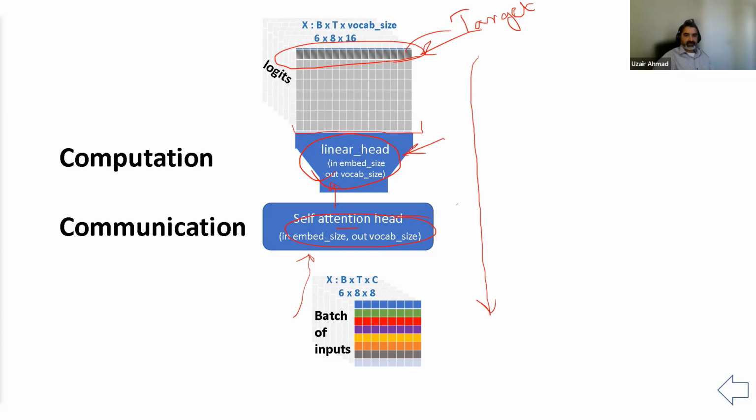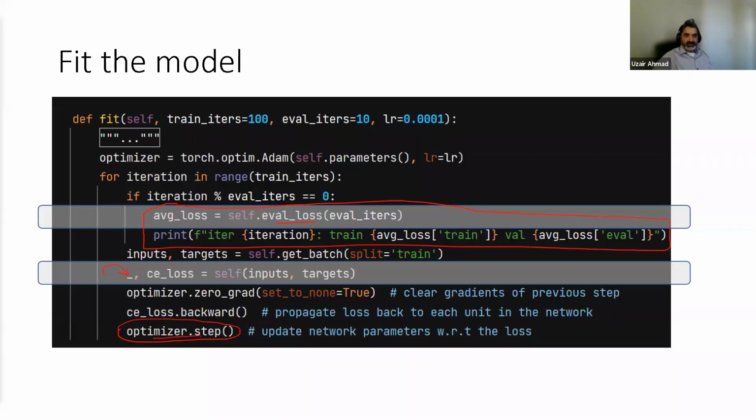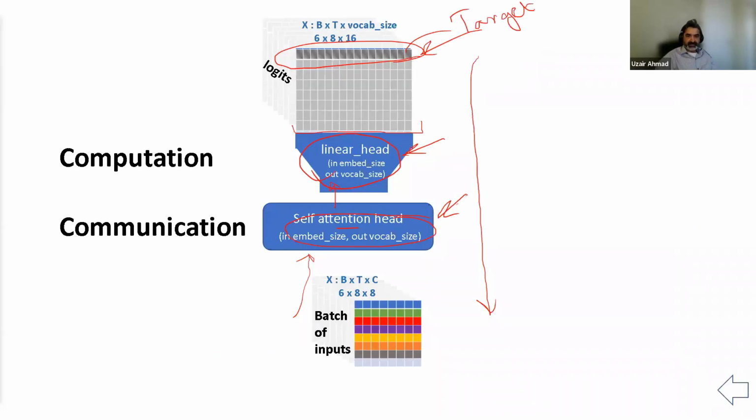Weights should be updated. The self-attention head has 3 networks: key, query, and value. Those weights should be updated. And that updating is done through the optimizer.step function. Remember, these embeddings are randomly initialized in the beginning. All the weights are randomly initialized for the linear head and the self-attention head.